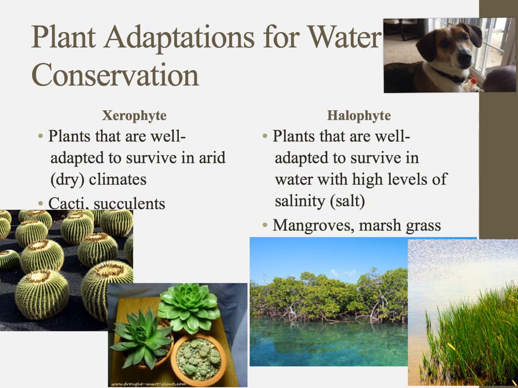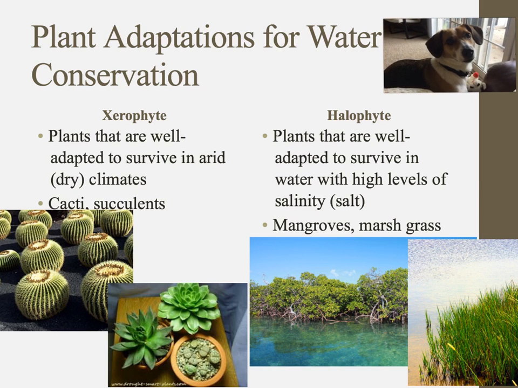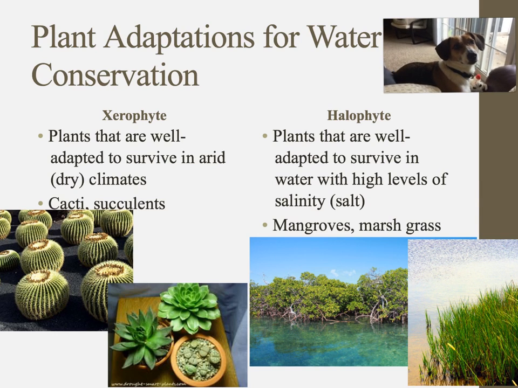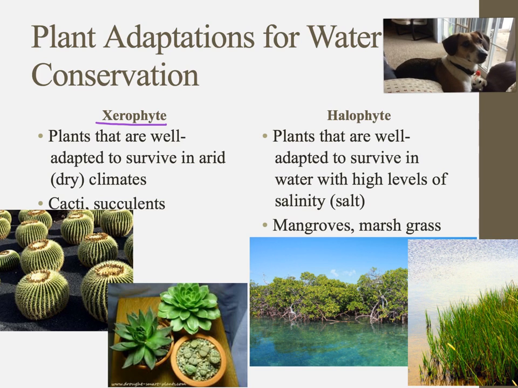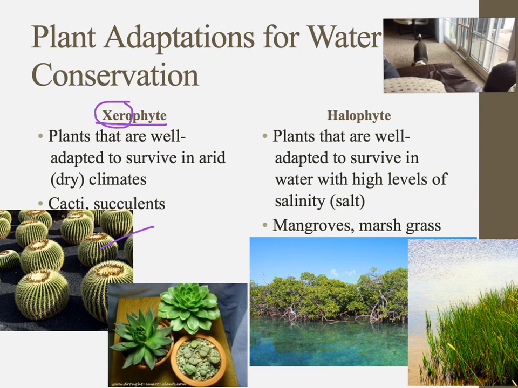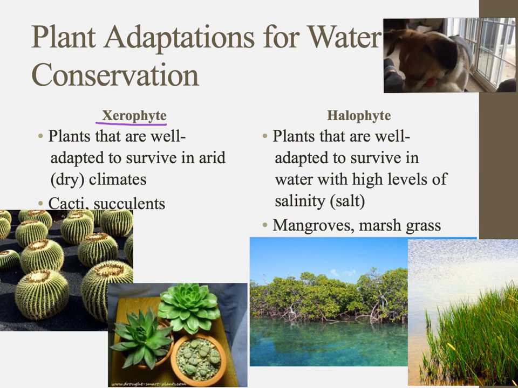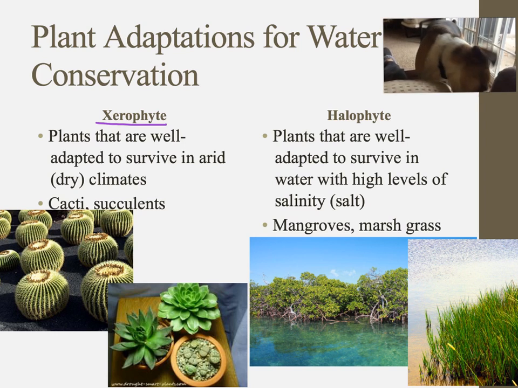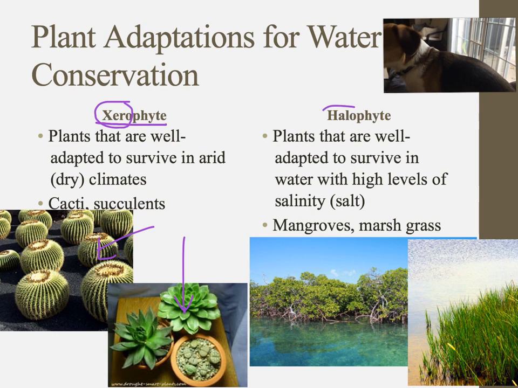So let's talk about these plants that really have to work for their survival. We call them xerophytes, xero meaning an arid place. Those are plants that are well adapted to survive in dry or arid climates. Those include our cacti and our succulent plants. And then we have halophytes, halo meaning salt, and those are plants that are well adapted to survive in high salt levels, or with water that has a high salinity.